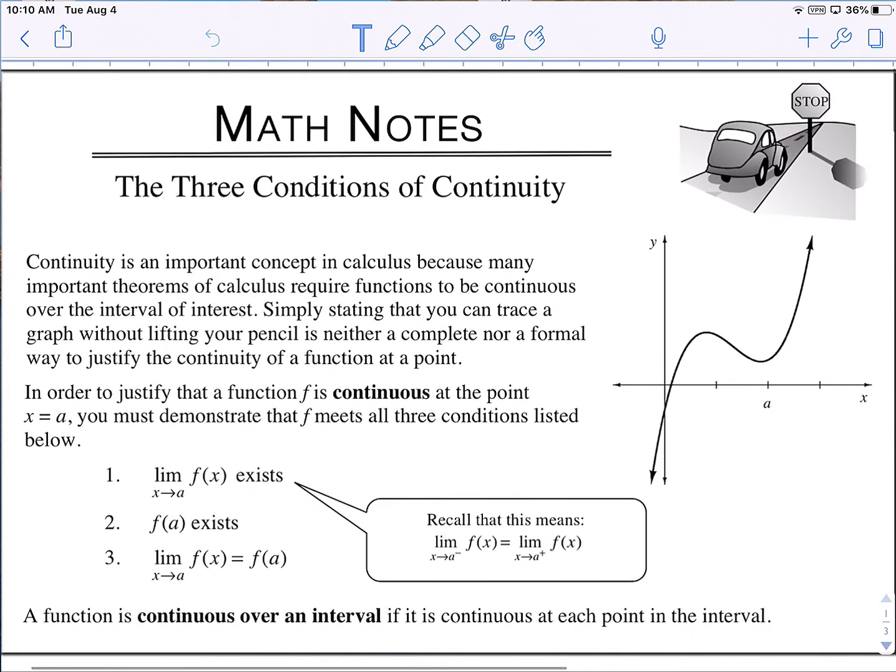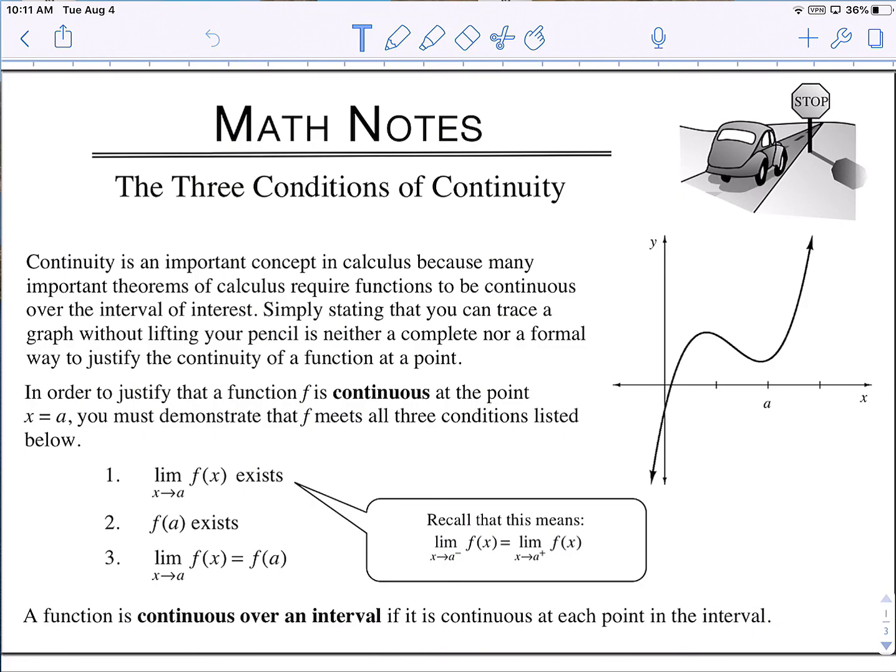This is the basis of the formal definition of a function being continuous. It's an important concept in calculus. You can read this because many of the theorems of calculus require functions to be continuous, like the intermediate value theorem. Simply stating that you can trace a graph without lifting your pencil is neither a complete nor a formal way to justify the continuity of a function at a point. So in order to justify that a function f is continuous at a point x equals a, you must demonstrate that f meets all three conditions below.